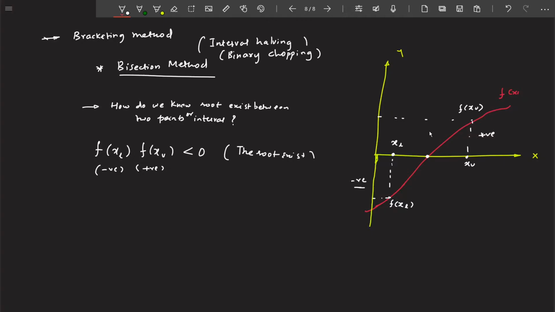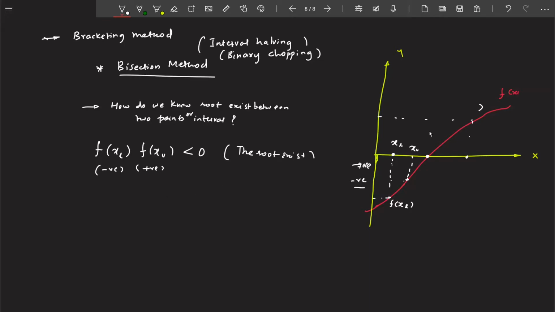Okay, so suppose this xu, instead of being here, was here. Can you say whether the root exists? Okay, no, obviously it's not going to exist, because in this case your f(xl) is going to be negative, and also your f(xu) is going to be negative, and the product comes out to be what? Greater than 0, positive. So obviously the root doesn't exist between these two intervals.